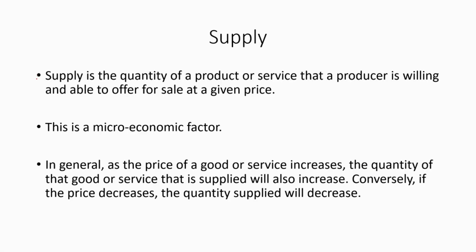Now let's discuss about supply. Supply is the quantity of a product or service that a producer is willing and able to offer for sale at a given price. This is a microeconomic factor. In general, as the price of a good or service increases, the quantity of that good or service that is supplied will also increase. Conversely, if the price decreases, the quantity supplied will decrease.